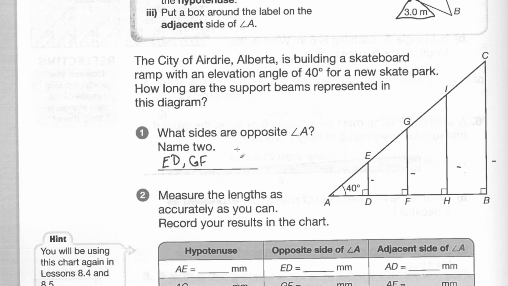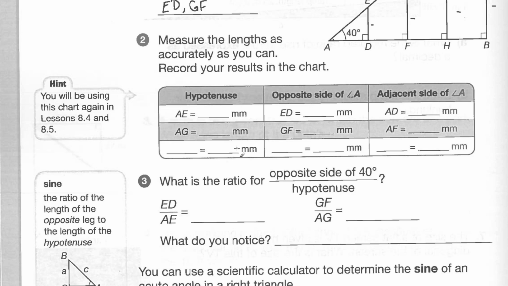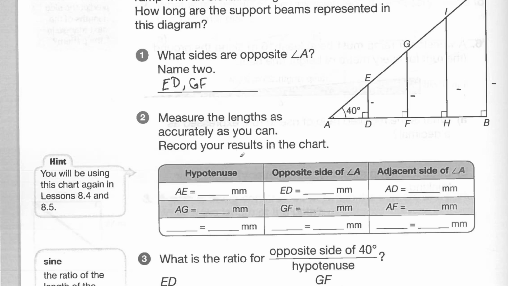Now it says measure the lengths as accurately as you can, recording your results in the chart. And you're going to be using this chart in 8.4 and 8.5, so hey, maybe do a good job of it. So I measured as carefully as I could using my ruler. AE I measured as 20 millimeters, so that's from here to here. A to G, so all the way over here, is twice that, 40 millimeters.